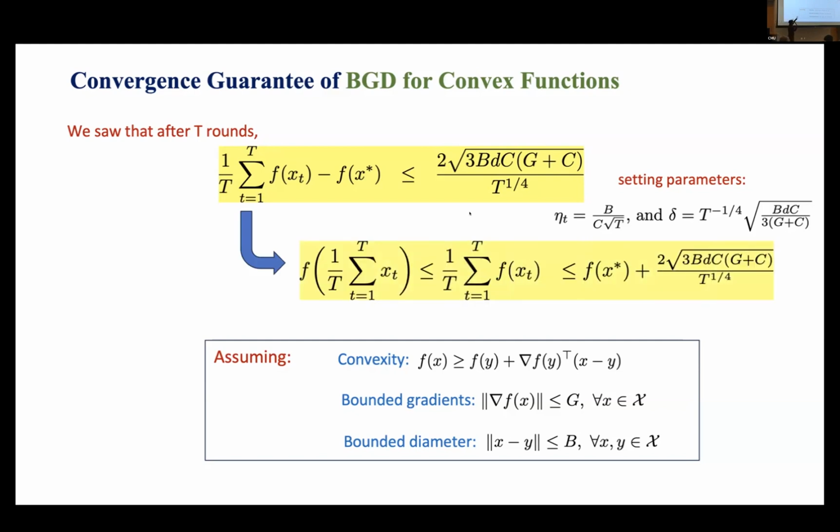Again, it's the same trick I'm doing. If I'm doing well on the average of the functions, I can always find that the function at the average value would also have the same convergence, but that is not great, as we see. This 1 by T^(1/4) is kind of what we can do, assuming convexity, bounded gradients, and bounded domain.